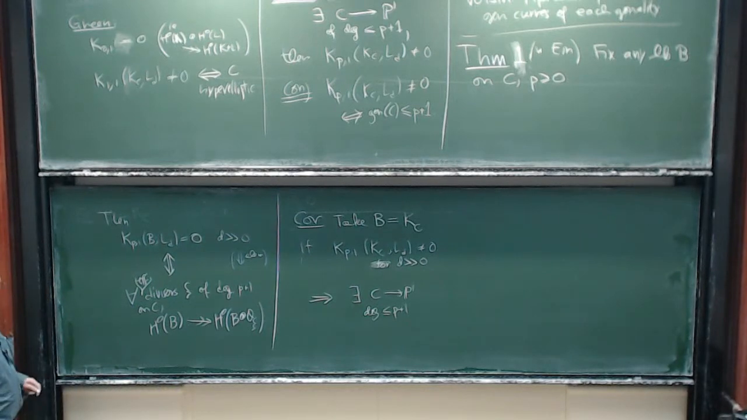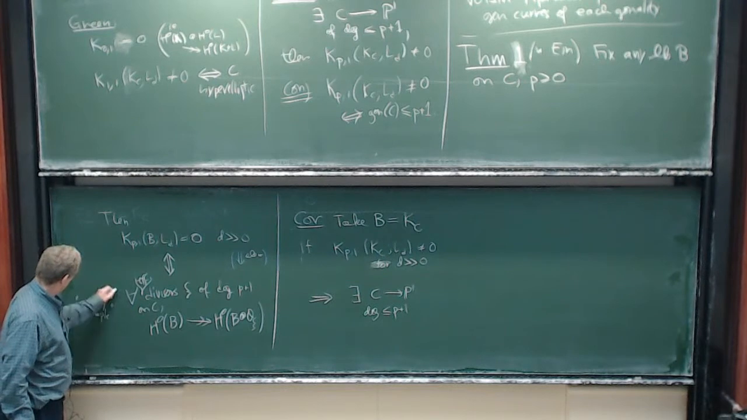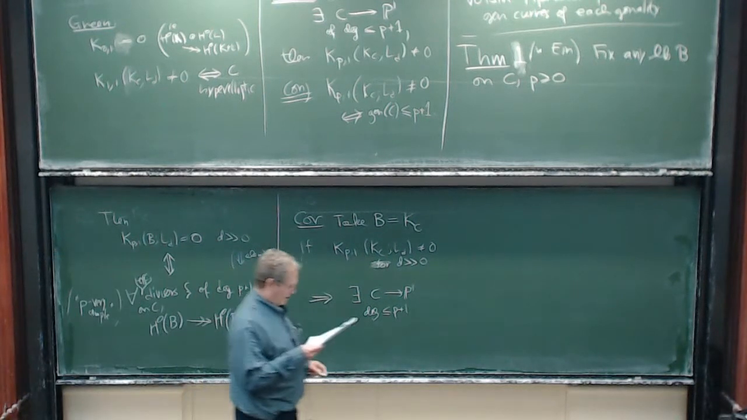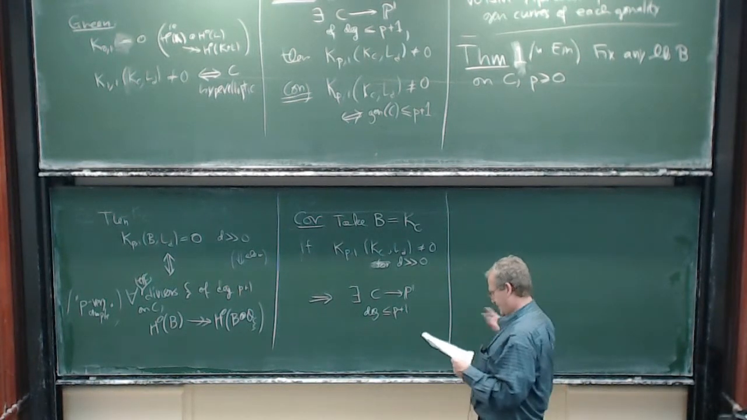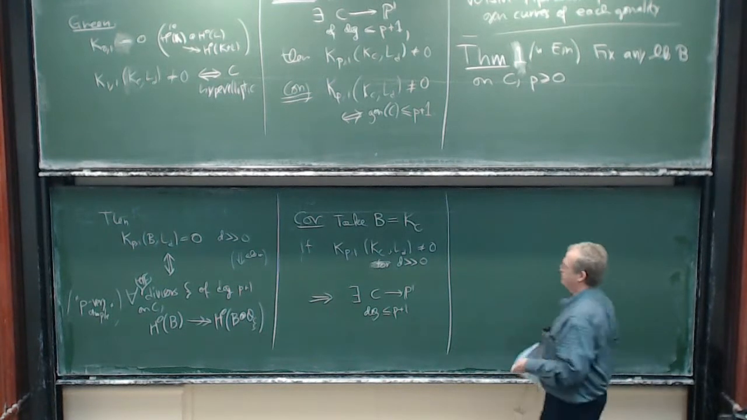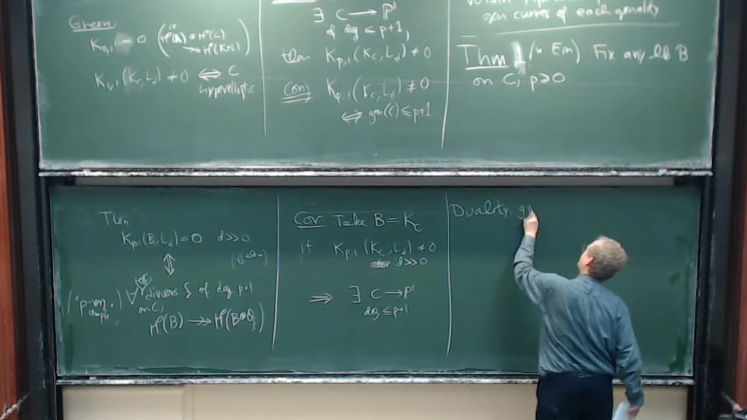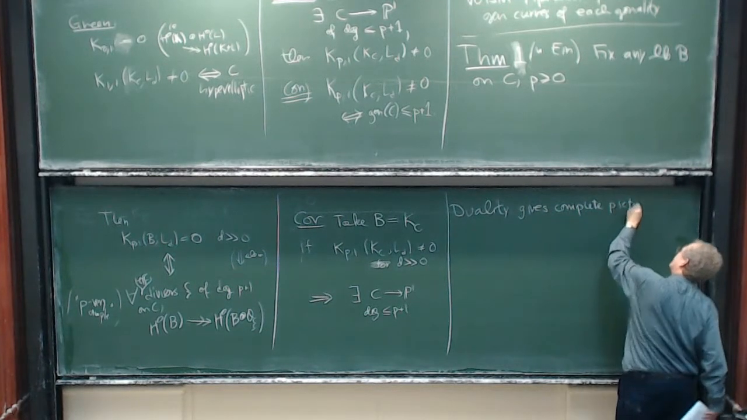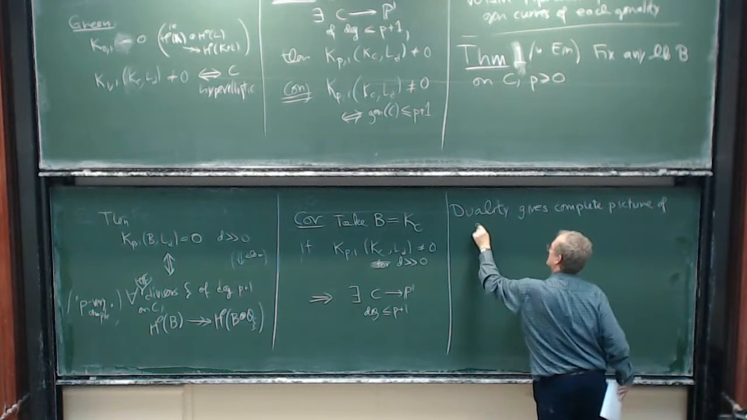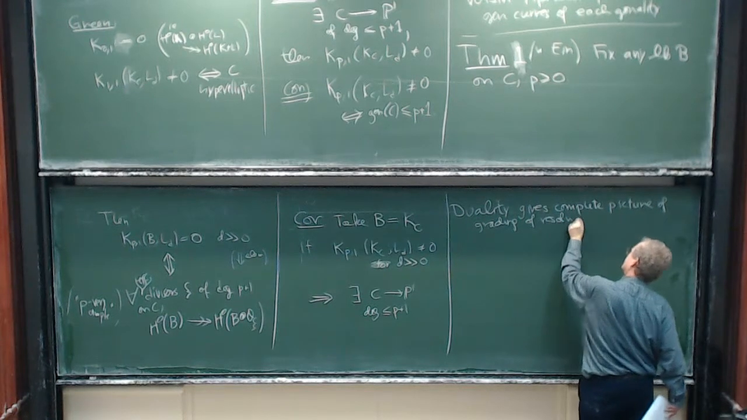This condition is sometimes called p-very ample. Okay, so by duality, this says we can exactly read off, I hope I have my numbers right, the complete picture of the grading of the resolution of the homogeneous ideal.